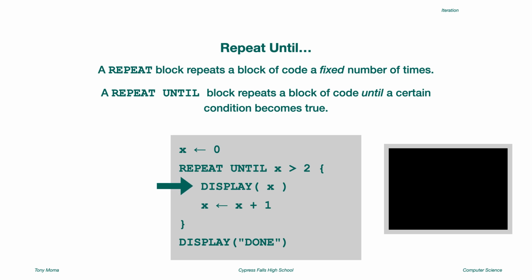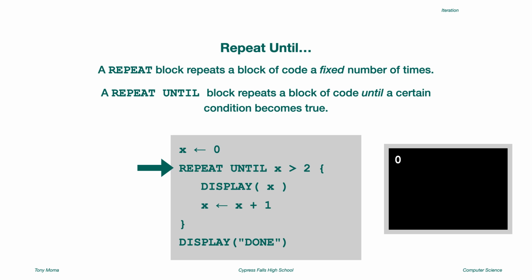The first statement says to display the value of x. Since x is 0 at the moment, 0 gets displayed. The next line says increase x by 1. That completes the block of statements. After that, we return back to the top of the repeat until block and evaluate the condition once again.